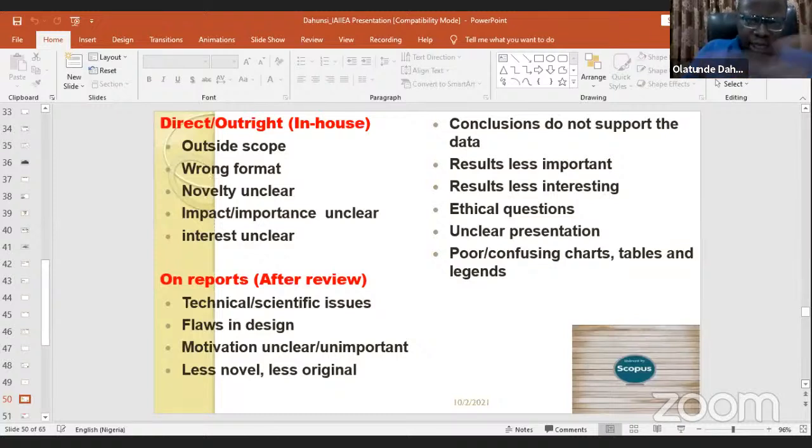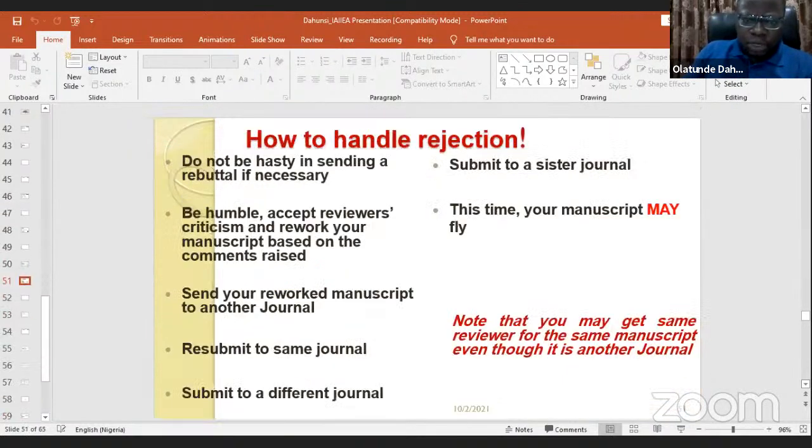And these are things we point out to authors before we get their papers published. Now, how do you handle rejection when your work is rejected? Don't be hasty in sending a rebuttal, if you do at all. And this is one point in your life where you need to learn the principle of humility.